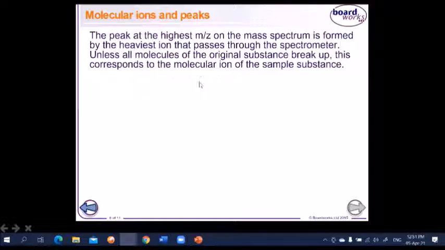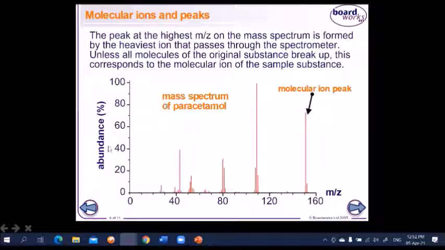Now, the peak at the highest mass to charge ratio on the mass spectrum is formed by the heaviest ion that passes through the spectrometer. Unless all molecules of the original substance break up, this corresponds to the molecular ion of the sample substance. So again, it is the farthest right peak, like we've been looking at, for m/z.